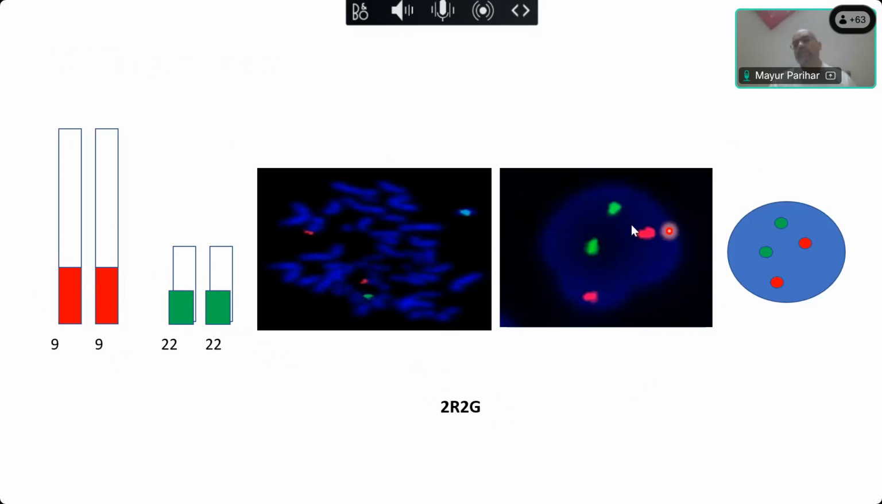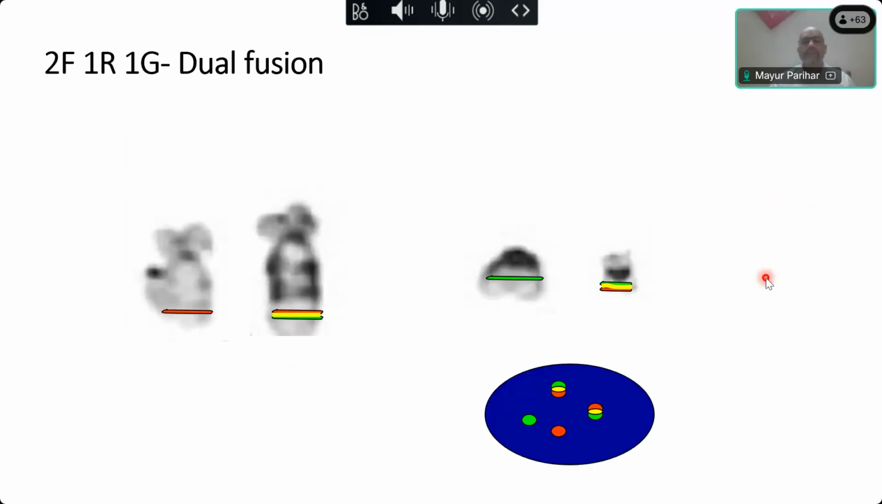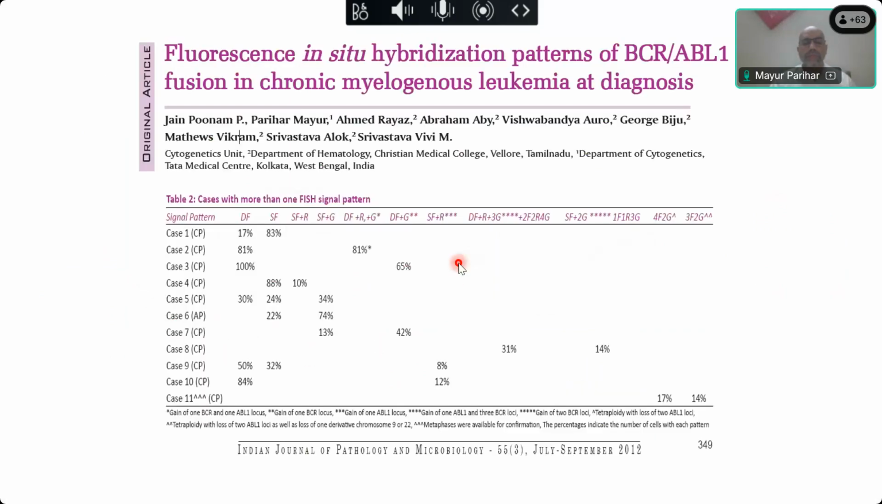So normal cells will have 2 copies of each gene, so you'll get 2 reds and 2 greens. The moment there is a reciprocal translocation, what you will see under the microscope are fusions, or yellow signals, and you will see 1 copy of the normal 9 and the normal 22.